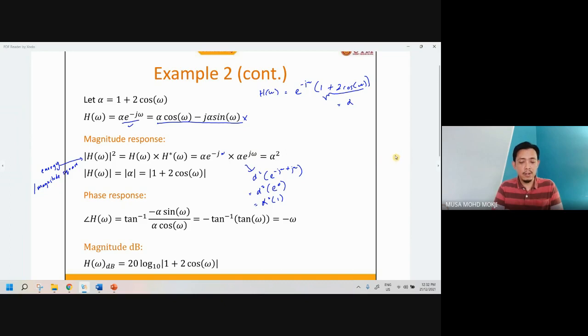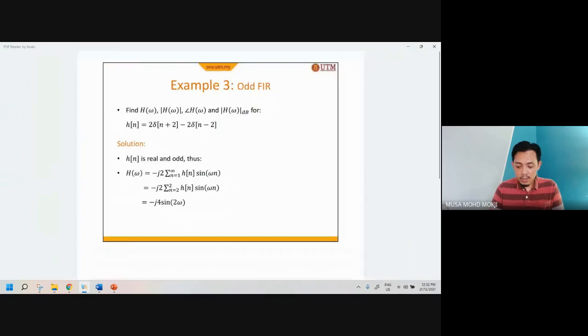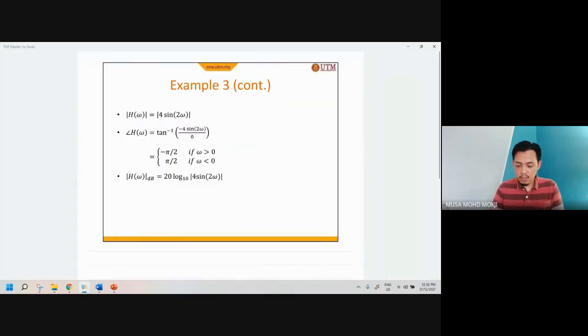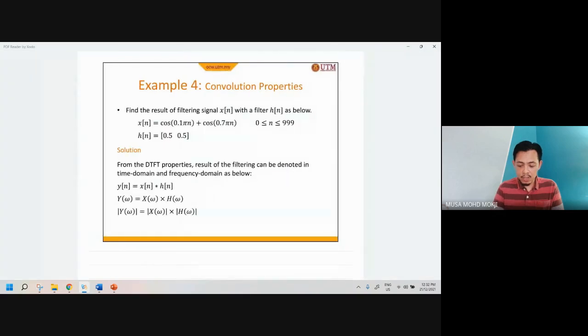So we designed it so that we can get a symmetrical h[n]. Okay, so if there is no question, let's continue. I'm going to skip example 3. Let's go to example 4.